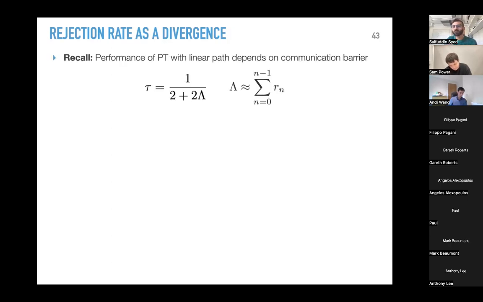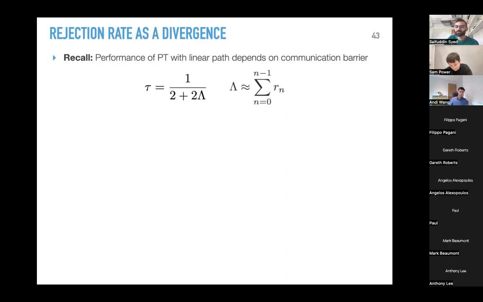And also the optimal performance of PT ends up determined by this lambda quantity, right? So the communication barrier. But what if the communication barrier is quite large? That means no matter how many chains you add, no matter how clever you are with picking the schedule, that represents an intrinsic limitation of the performance of PT for a single copy that you cannot overcome. So we wanted to study what this quantity means and how it can potentially be reduced.